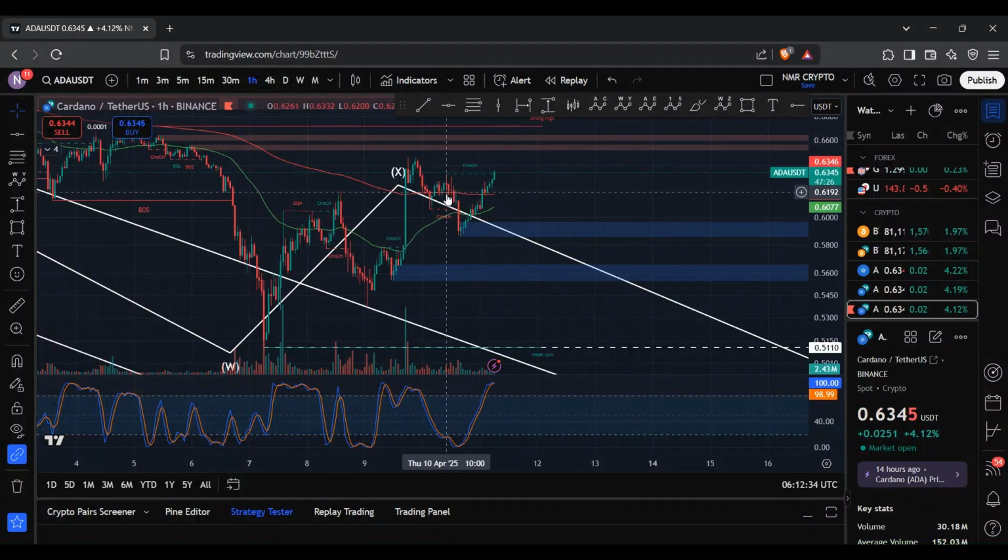So Cardano ADA failed to find support at the 200 EMA and the 50 EMA, which then led to this move to the downside. But then we ended up seeing a reversal where we broke through both the 50 EMA and the 200 EMA. And here we are now hovering over the 200 EMA.